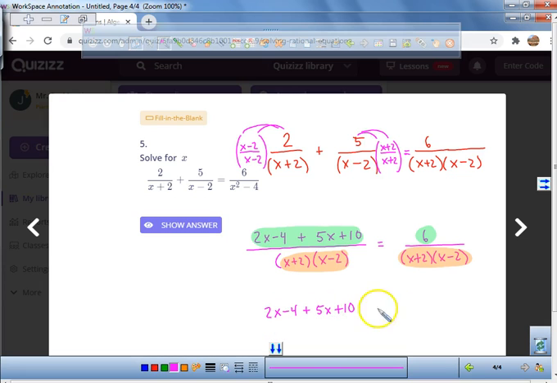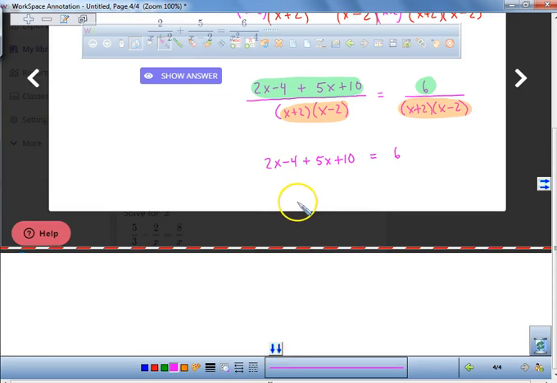And just a term of x. All right? Oh, our schedule's up here today. Sorry, I was answering a question. So 2x and 5x make 7x. All right? And then if I do negative 4 plus 10, I get 6. And if I take away 6 from both sides, I get 7x equals 0.